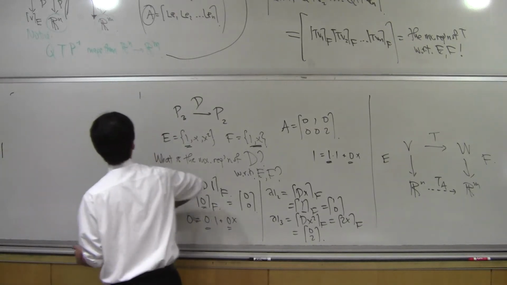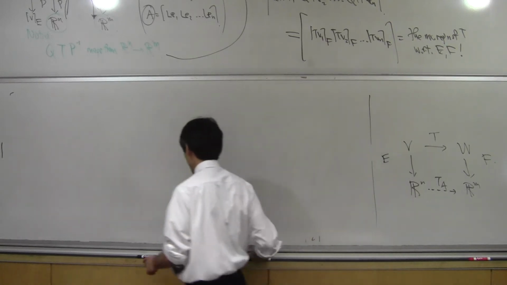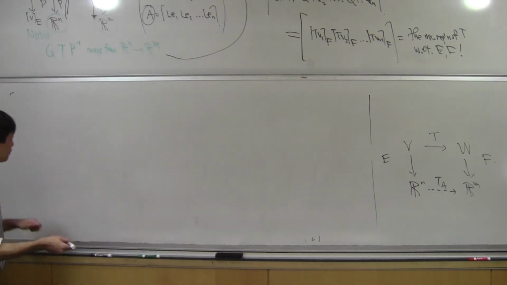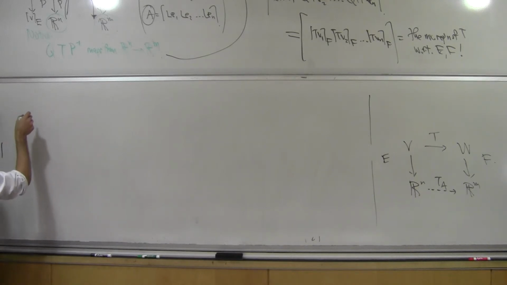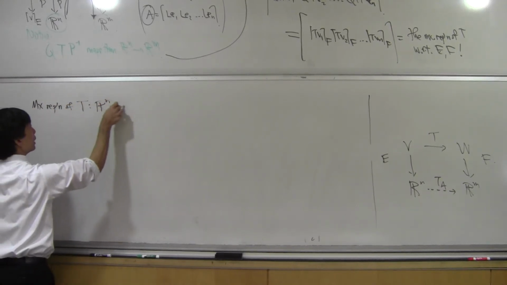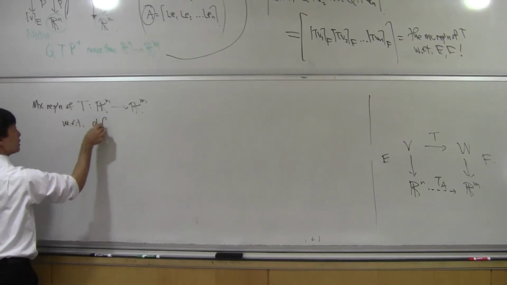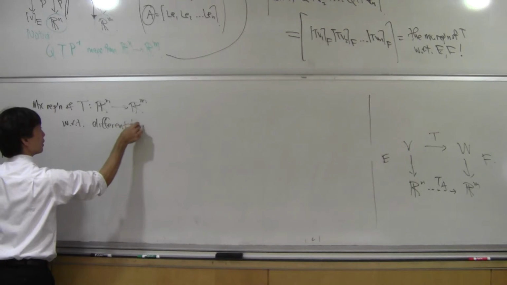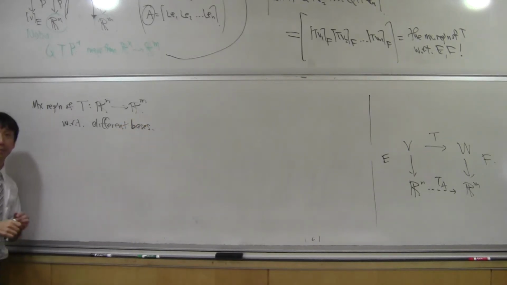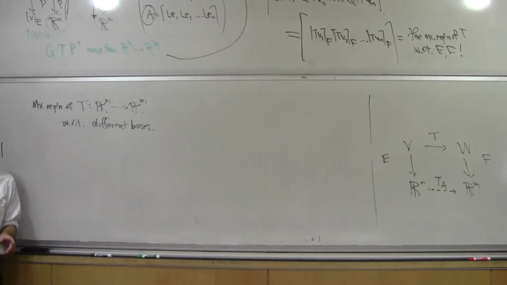Okay, let's go on to the last idea in the section, which is change of base as well. Let's say the matrix representation of T going from Rn to Rm with respect to different bases.